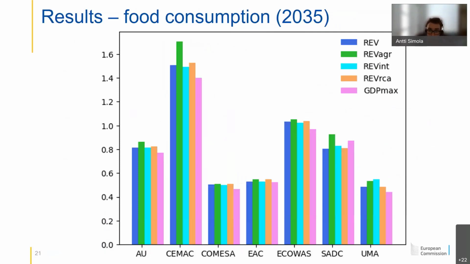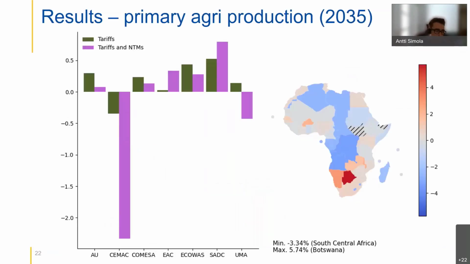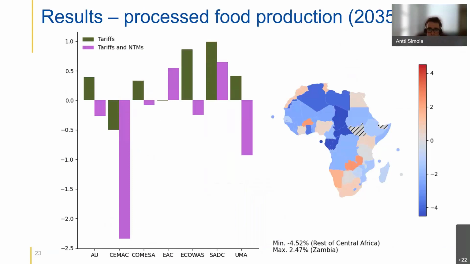On the next slide, I have these different scenarios, and we see that the scenario that promotes agricultural liberalization yields the best outcome for food consumption. Primary agricultural production, we see here that the effects are quite moderate. In many regions, it actually decreases. And we have a similar figure for the processed food production, and that net effect is actually negative.